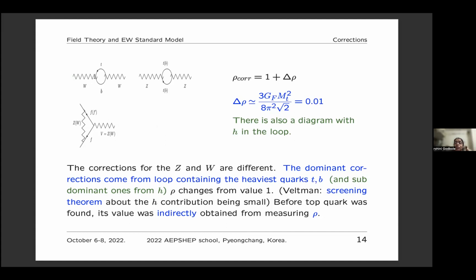Because remember, W has a HWW coupling. So I can have W coming in, a W here, a Higgs here, and a W again. And that loop actually contributes only logarithmically, depending on the Higgs mass. This was proved by Veltman by something called a screening theorem, that the Higgs contributions to these masses will always have only logarithmic dependence on MH.